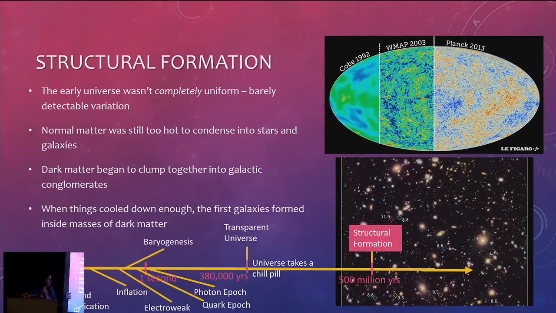And so when dark matter began to clump together into galactic-sized conglomerates, it sort of dragged normal matter along with it. And when things cooled down enough, the first galaxies formed inside masses of dark matter. And so galaxies today have massive halos of dark matter surrounding them. And the fact that dark matter clumped together earlier than normal matter meant that galactic formation could happen a lot earlier than it would have otherwise. Which is nice, I guess. You know, we got kind of a head start there.